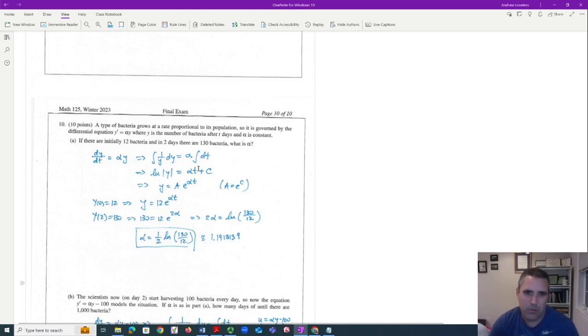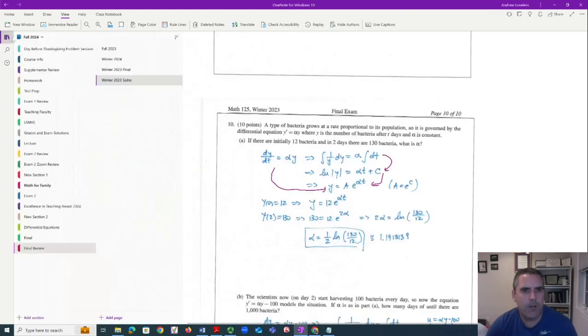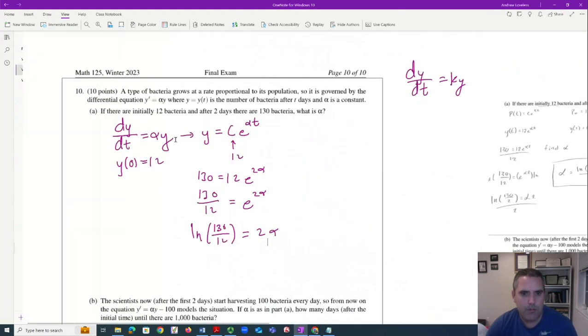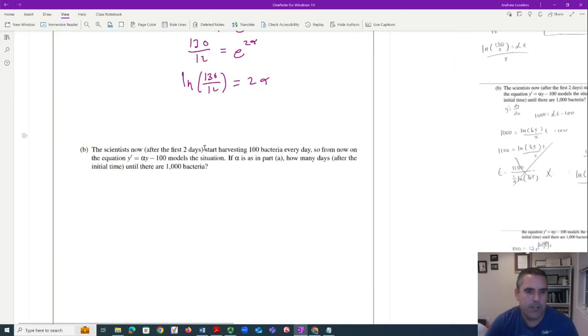In this case, you could quote it just because we've done so much of this. That would save you 2 steps. But I have some memory of students complaining about this question. So the scientist now, after the first 2 days, starts harvesting 100 bacteria each day.